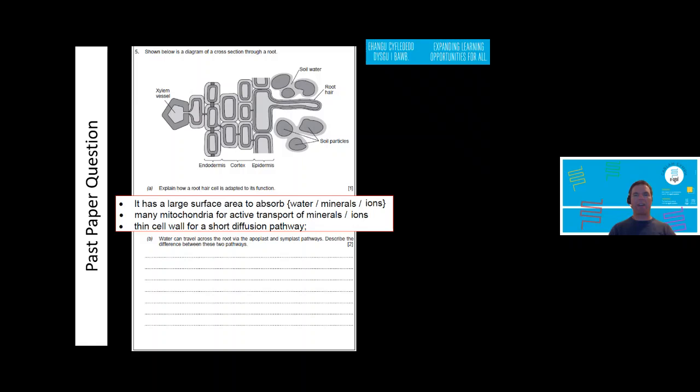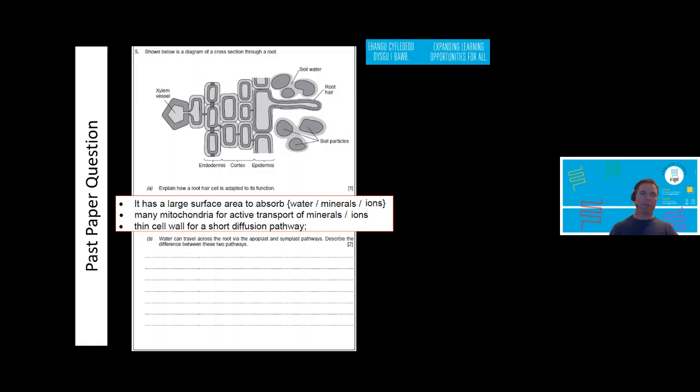It's got a large surface area, which is the most likely thing you'd probably refer to there, to absorb water, to absorb minerals or ions. The fact that it's involved in active transport suggests that it's going to need mitochondria. So you've got lots of mitochondria there. And you could also have said that it's got a thin cell wall for a short diffusion pathway. It's a 1 mark question. You only need to say one of those.